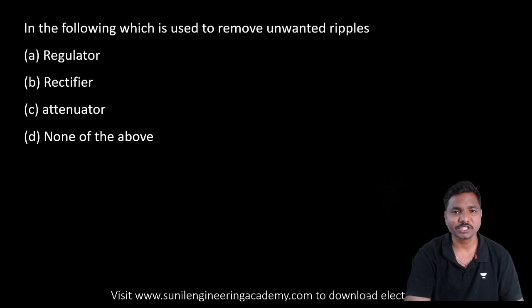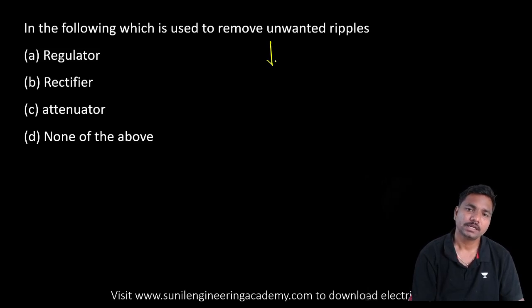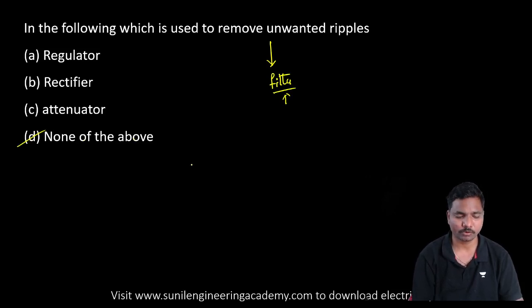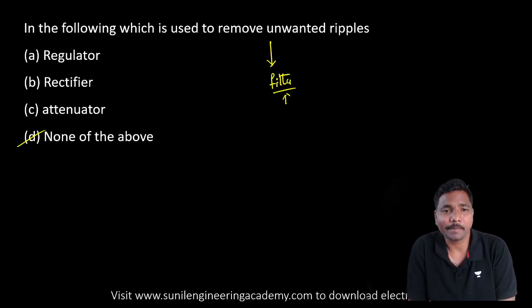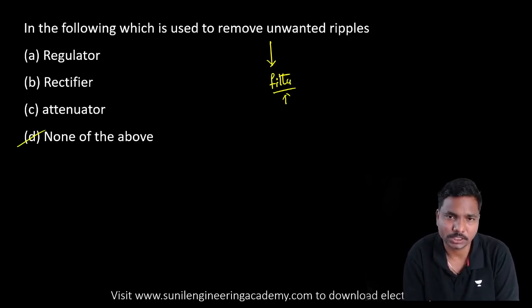In the following, which is used to remove unwanted ripples? The device which is used to remove unwanted ripples is the filter. That is nothing but a filter. Here there is no filter in the options, so we have to select none of the above. Okay students, we will discuss the remaining questions in the next session.